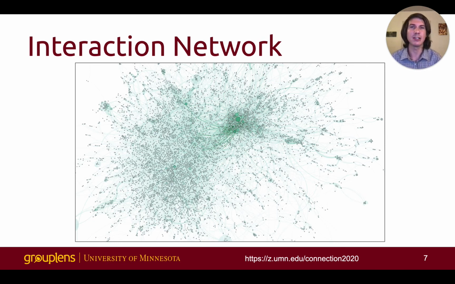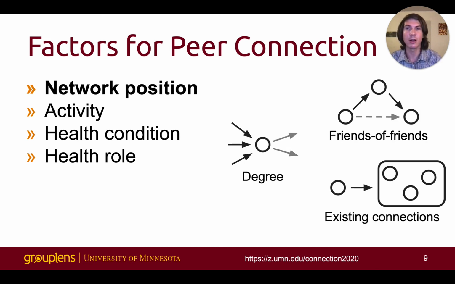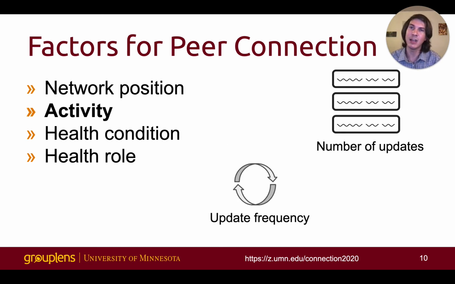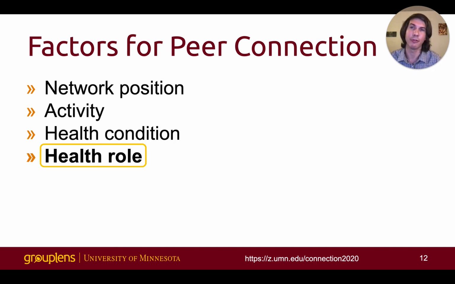These are the peer connections that are desirable and accessible enough to CaringBridge users that they form even without explicit affordances. We took a look at 4 high-level factors associated in prior work with the formation of online connections: the position of authors in the interaction network, an author's type and level of activity in the online community, an author's health condition, and an author's health role, which is a factor I'll focus on in this talk.